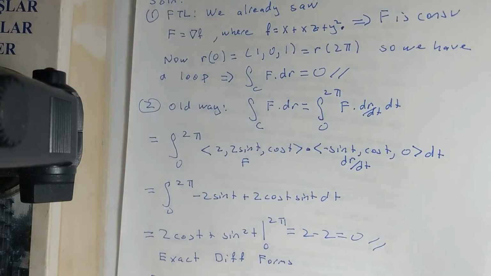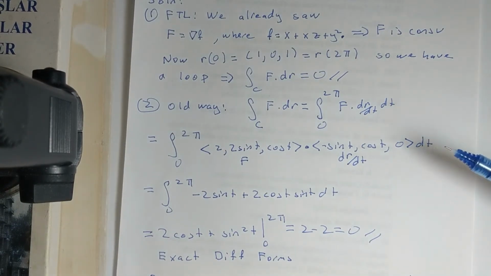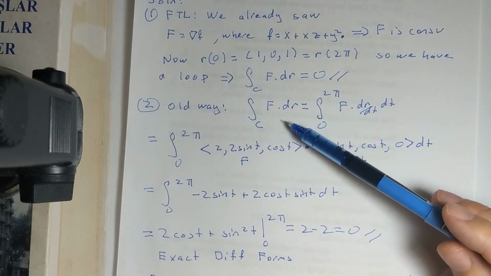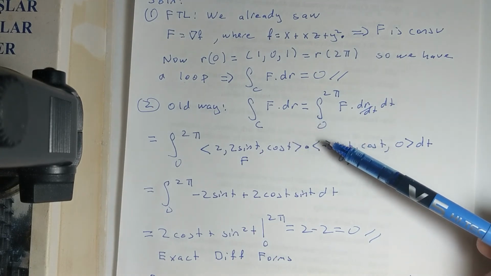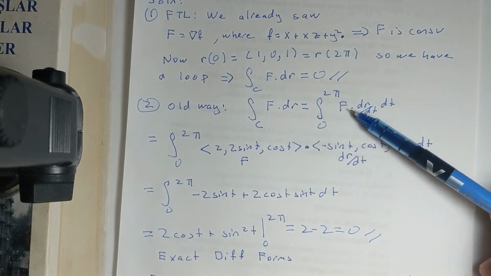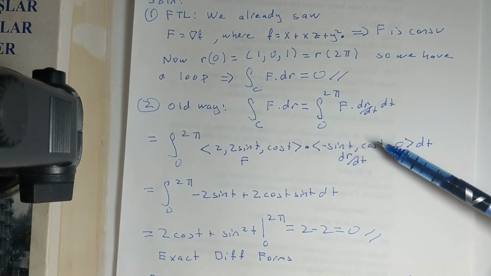That's the FTL way. Now, in the old way, to calculate the integral of F dot dr around the curve, we would have to do the integral from 0 to 2 pi of F dot dr/dt.